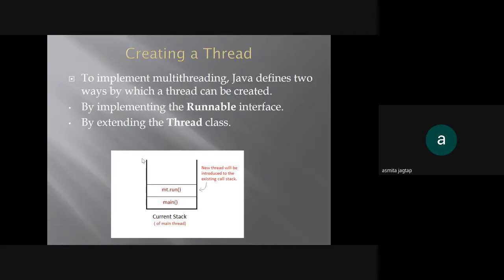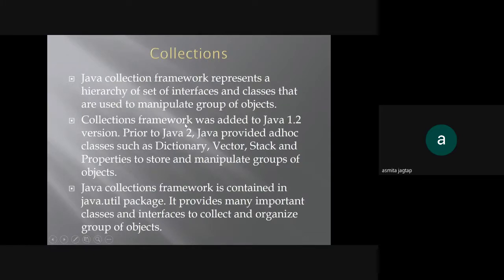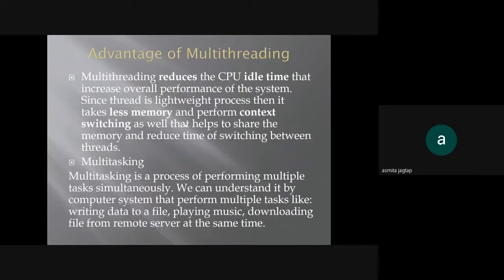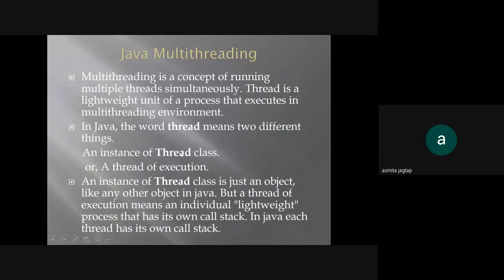So for creating a thread, there are two ways: extending the Thread class, as already seen, and the second is implementing the Runnable interface. By these two ways we can create a thread. The Thread class, we have already discussed, is the main class of Java multi-threading. This Thread class, with a capital T, is the main class in the Java multi-threading environment.